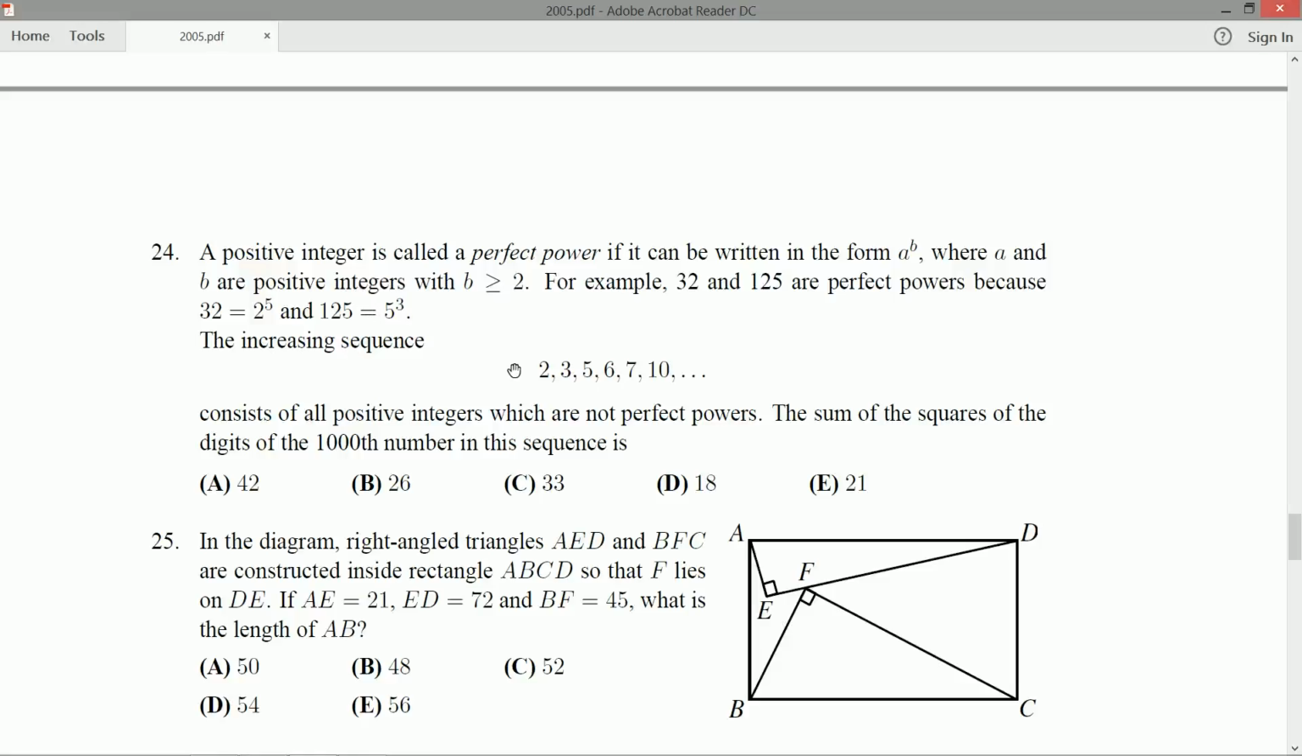The increasing sequence 2, 3, 5, 6, 7, 10 consists of all positive integers which are not perfect powers. The sum of the squares of the digits of the 1000th number in this sequence is... Okay, the 1000th number in this sequence. What are we to do? It's not a sequence that we can just keep writing out and then eventually we'll get to the 1000th number. No, we're a little stuck. But how are we going to work this out?